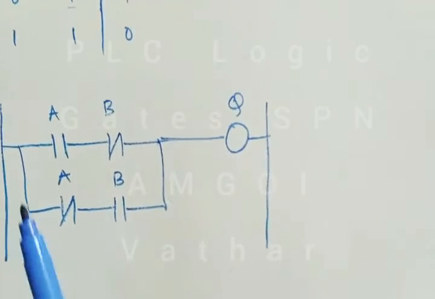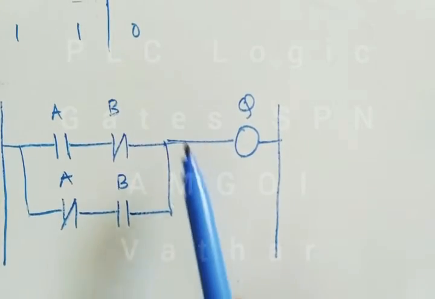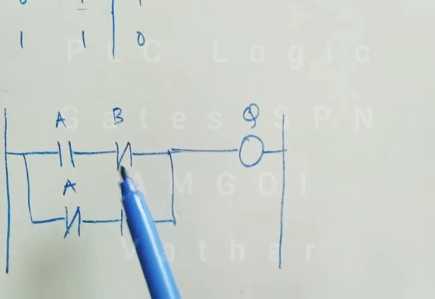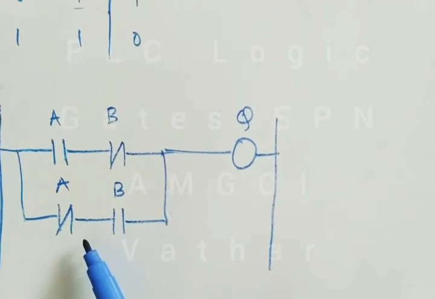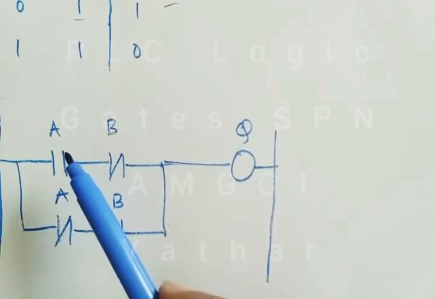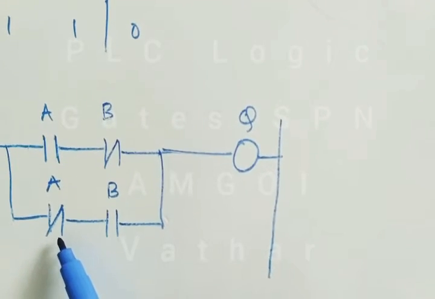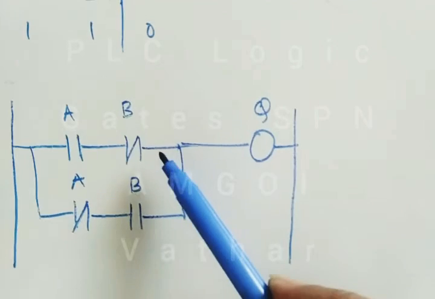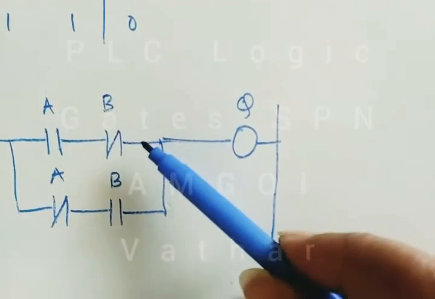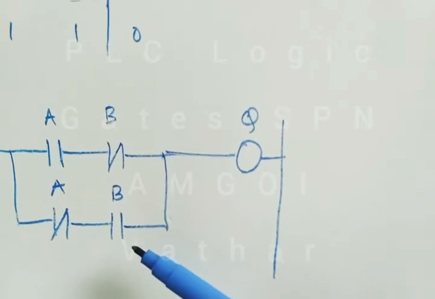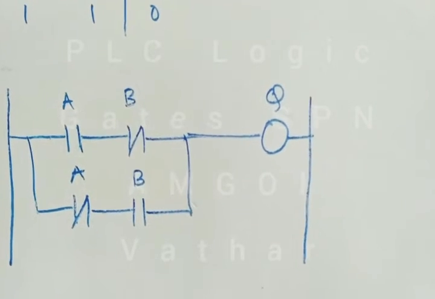This gate can be realized in a PLC ladder diagram by the following technique. It uses normally open and normally closed switches. Here you can see that switch A is normally open and at the same time below it is normally closed. Similarly, switch B is normally closed and also normally open. In one of the branches it is normally closed, in another branch it is normally open. Now this is possible only in the case of PLC ladder programming.